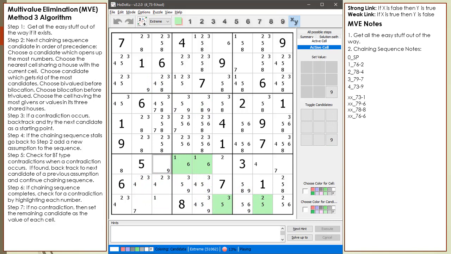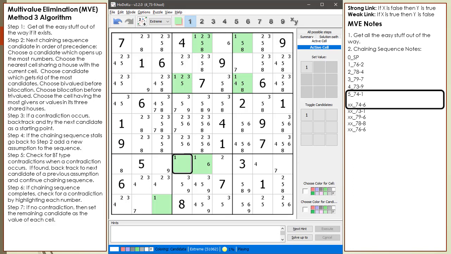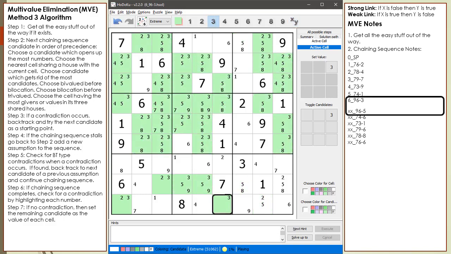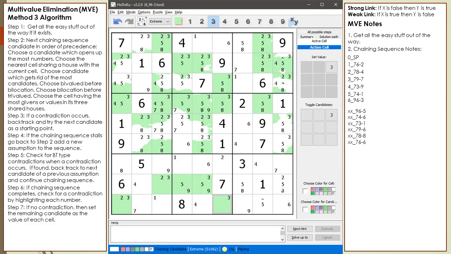The chaining sequence stalls and we highlight all the bi-value cells. We choose the 1 in cell 7, 4 to be the next assumption in the chaining sequence because it will open up 3 numbers in the puzzle. The chaining sequence stalls and we highlight all the bi-value cells. We choose the 3 in cell 9, 6 because it opens up 3 numbers in the puzzle. The chaining sequence stalls and we highlight all the bi-value cells.